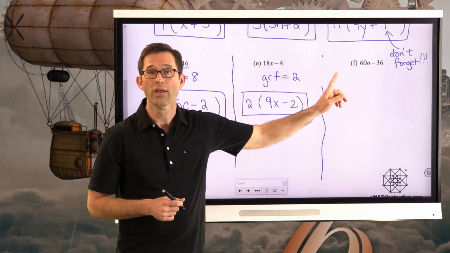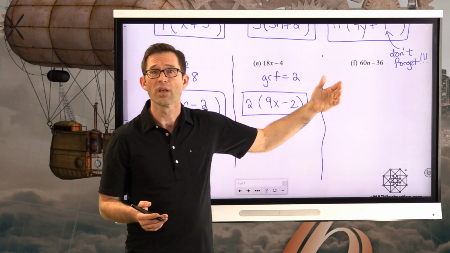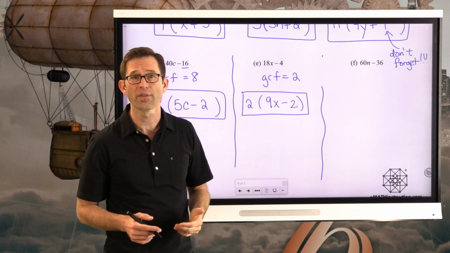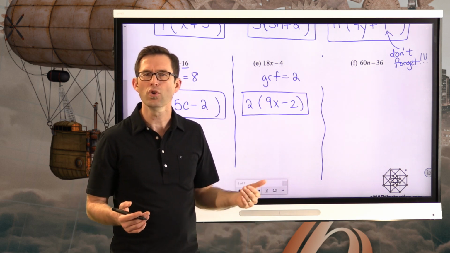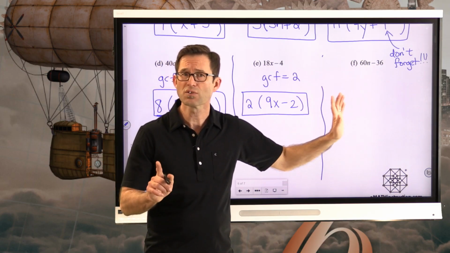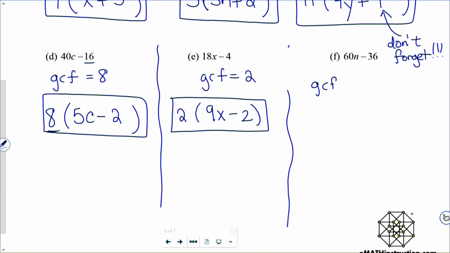Let's look at a final one. 60n and 36, and this is a great example because 60 and 36 have a fairly large greatest common factor. That happens to be 12. But you might think, oh, 6, right? Now, in fact, let me just pretend the GCF is 6. So if I thought the GCF was equal to 6, then I could write this as 6 times 10n minus 6.